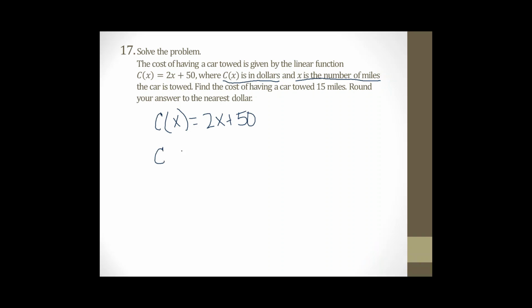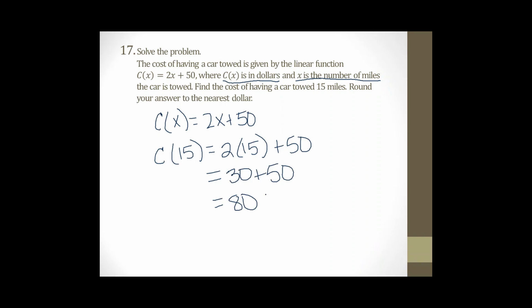So we find c of 15. So we're going to plug in 15 in for x. So we have 2 times 15 is 30 plus 50 equals 80. And they want us to round your answer to the nearest dollar, and it's just $80. There's no cents here. So our final answer would be $80.